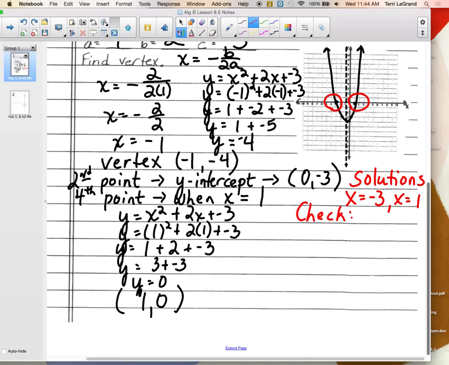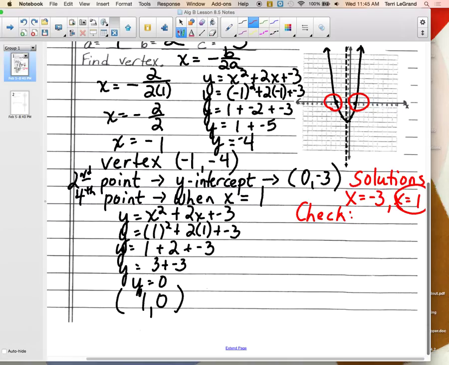But the reason we're not going to check x equals 1 is because it was one of our points. If the 0 you get is one of the points that you, in your working, in one of your 5 points, then you should not need to check it. Because you've already used it to get the y value.